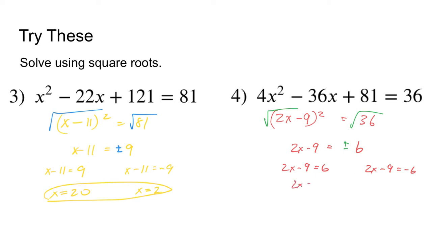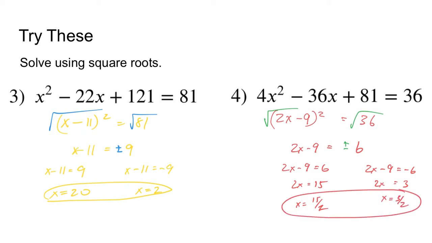Go ahead and add your 9 to both sides on this first problem, and you get x equals 15 over 2. Add your 9 to both sides on the second, you'll get, let's see, 2x equals 3. You get x equals 3 over 2, and those will be your 2 answers for that quadratic equation.